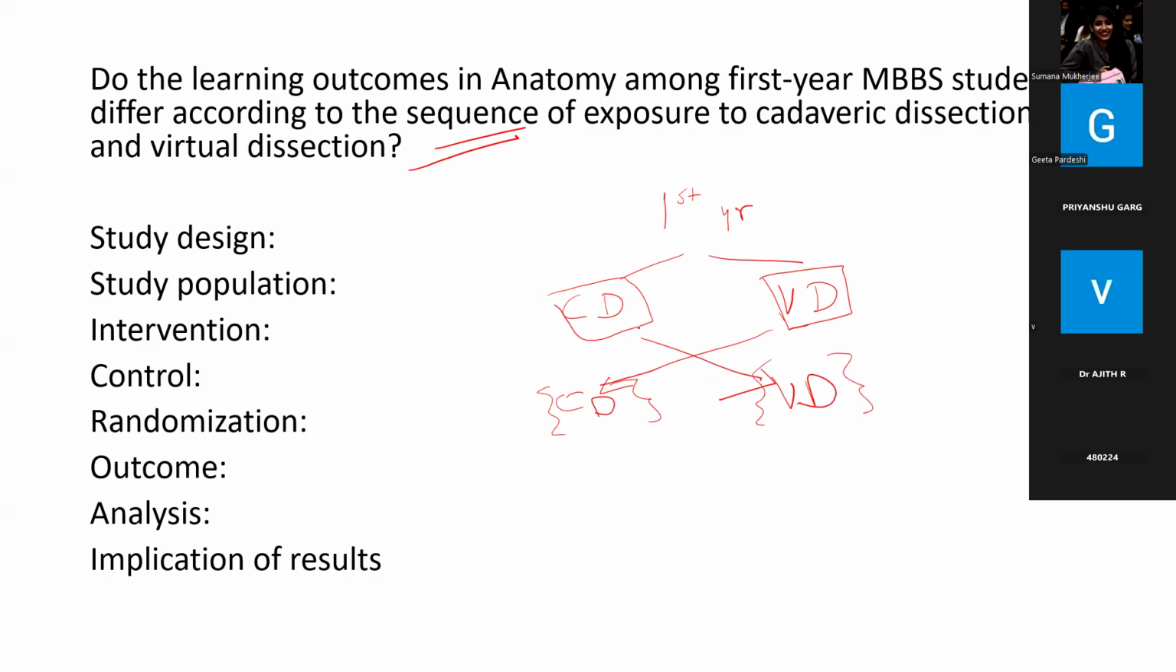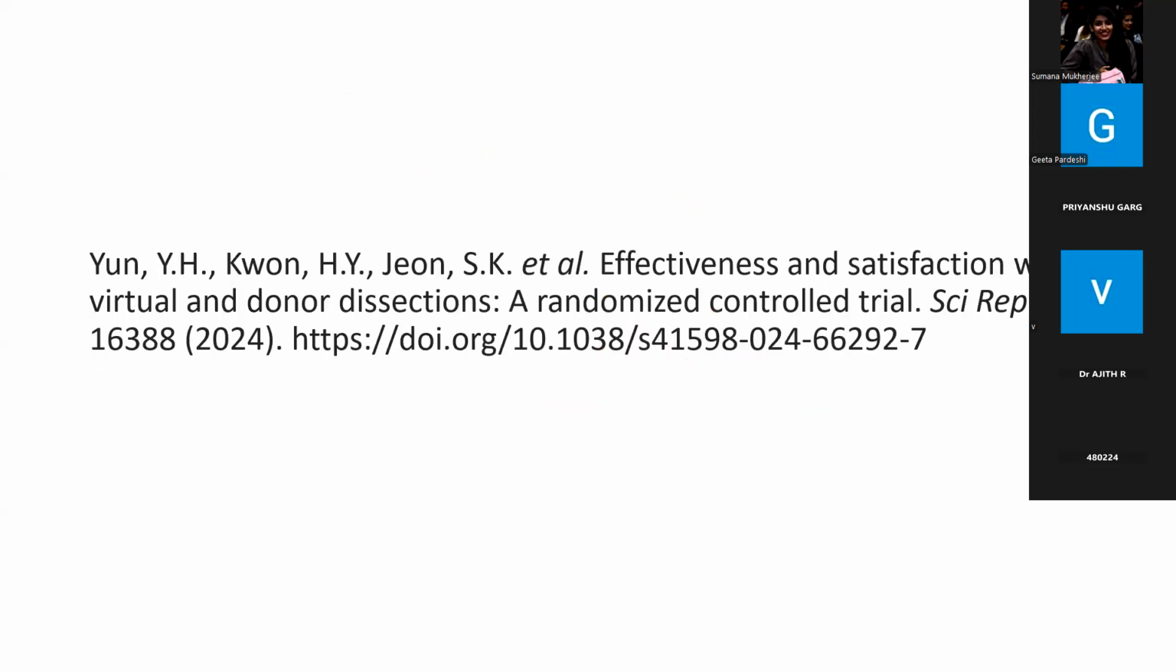So that both these dissection tables are handled by all the students in different sequences. That is what you would do to assess the sequence of exposure. We can do it this way: one group will initially get the virtual dissection followed by cadaveric dissection. We'll be showing them the organs in the virtual dissection, followed by cadaveric dissection. And the other group, cadaveric dissection followed by virtual dissection. And we can see how much they have retained.